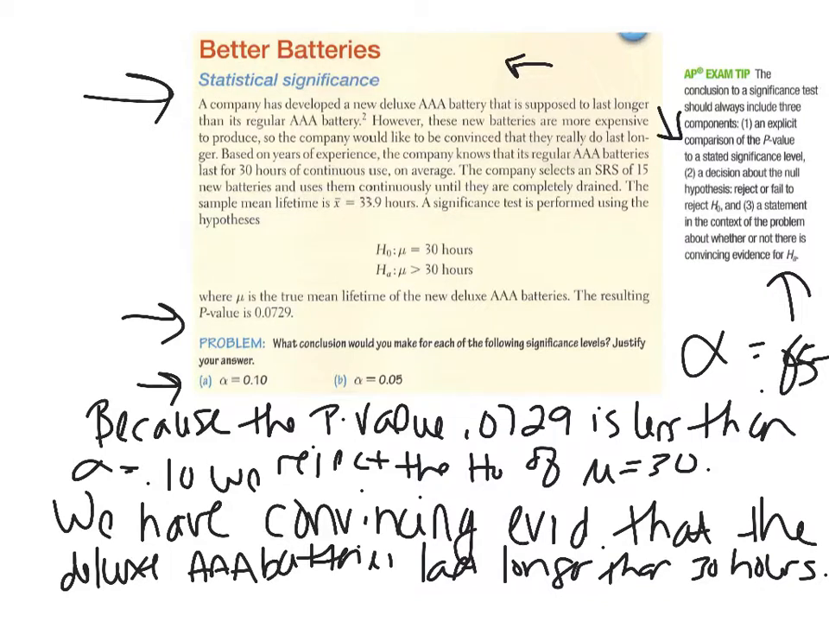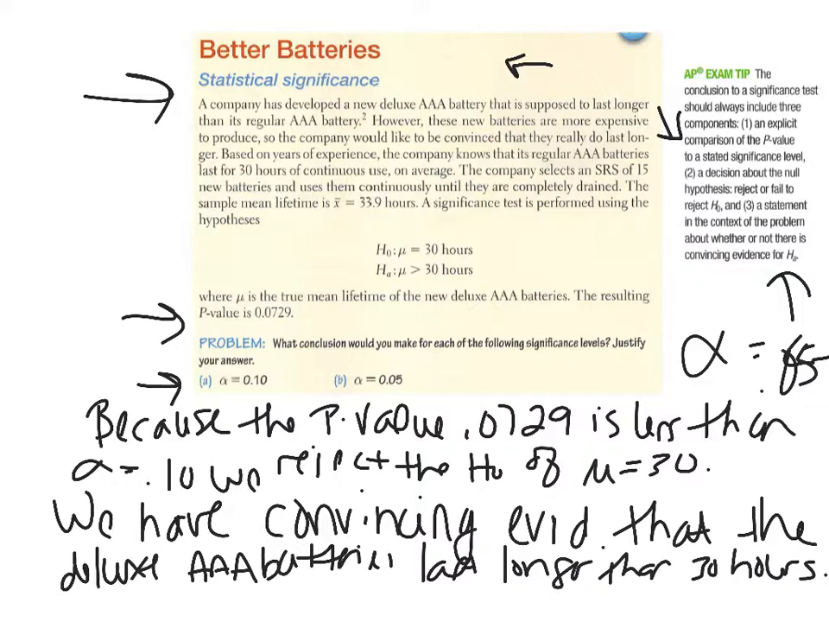Okay, remember that what that p-value tells us, right? The p-value tells us the probability of the sample having the particular value that we found. So having the mean lifetime of 33.9 hours, the probability of a sample having that mean due to chance is only 0.0729, which does not support then that the null hypothesis is true. So let's look at part B then.